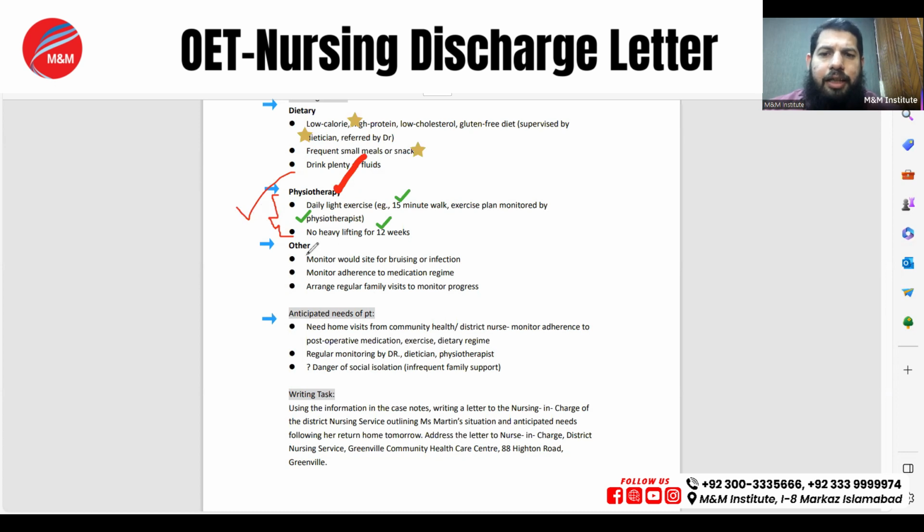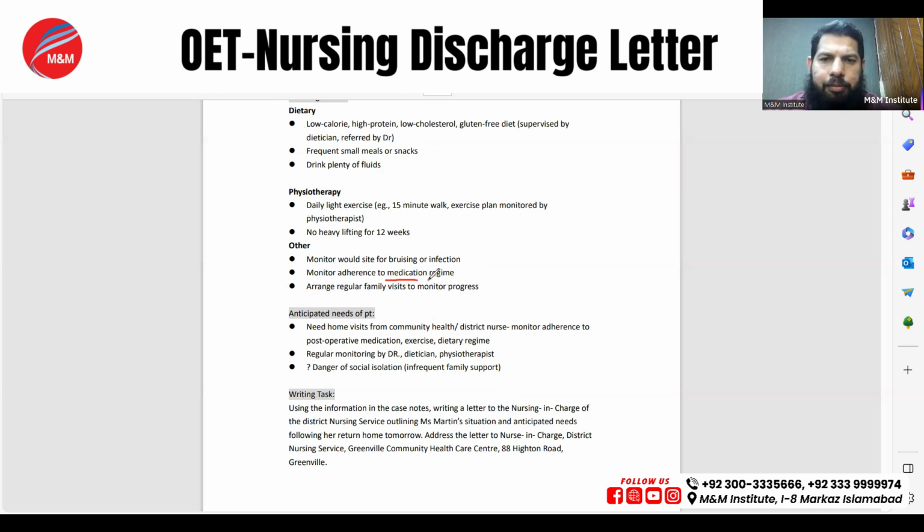Last, we can see another guideline that has been described differently: monitor the bruising site to avoid infection. Again, we can see that there must have been some bruising in the hospital, and for bruising, they are giving instruction to monitor. So the nursing in charge has to monitor the site of bruising. It's a kind of instruction that has been given to the nursing in charge.